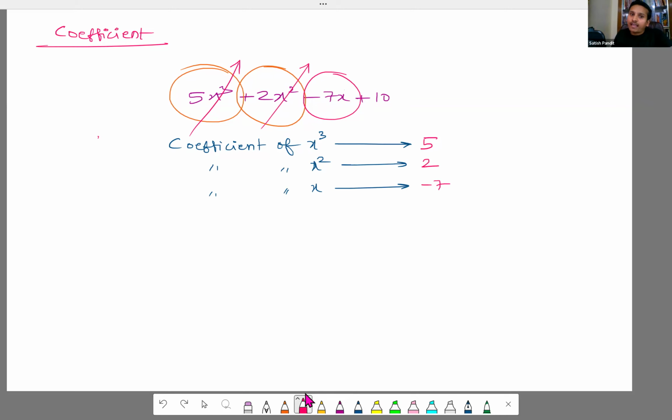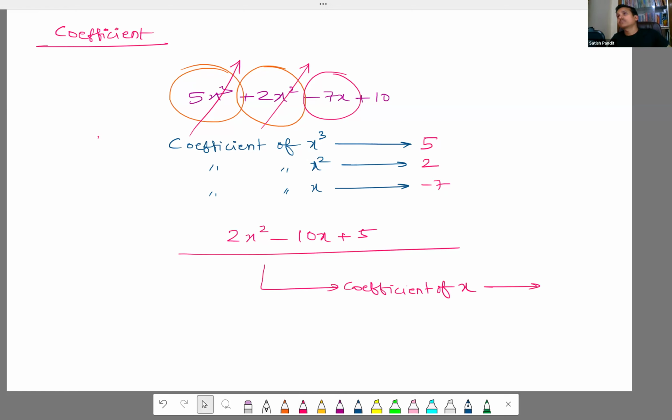Suppose I have 2x square minus 10x plus 5. What is the coefficient of x in this one? All of you, please put it in the chat box. Please read the question carefully so you do not make silly mistakes. So the answer is minus 10. Go to the term which contains x, remove x, and what is left? Minus 10. The answer is minus 10.